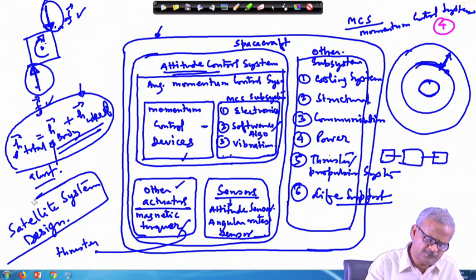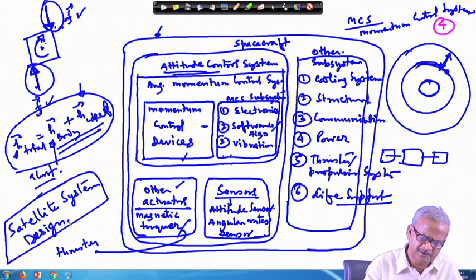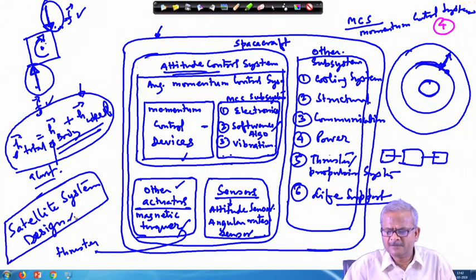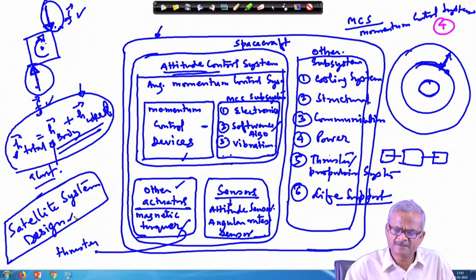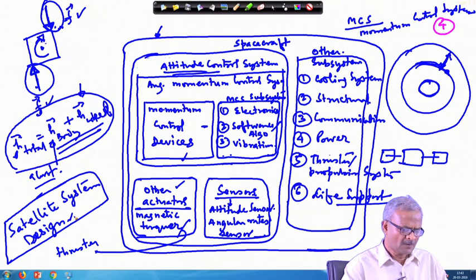That gives you a fairly good idea about what the design requirements are, and what problems you are going to face while designing the spacecraft. So, everything will be there. Okay. It will not discuss the attitude control system in detail, but it will give you a brief idea about what the attitude control system is.